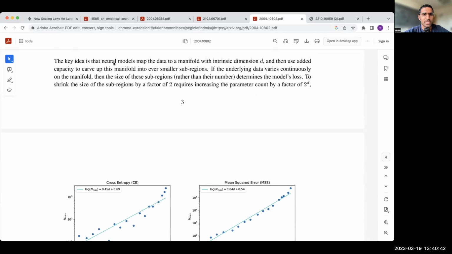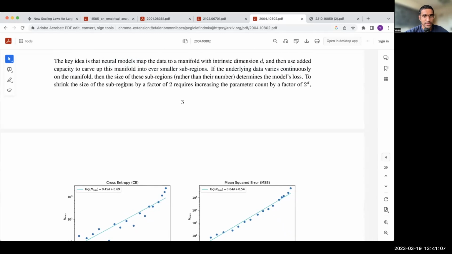The idea is that neural models map the data to a manifold with intrinsic dimension D, and then they use added capacity to carve up this model into ever smaller subregions. So added capacity is basically whatever the neural network is doing. If the underlying data varies continuously on the manifold, then the size of these subregions, rather than the number of the regions, determines the model's loss.